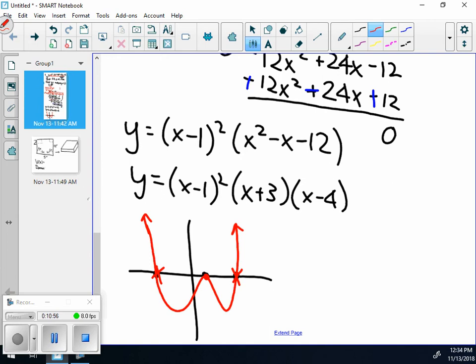We have end behavior. We have the x-intercepts. We need the y-intercept. So here we have -12 is our y-intercept there. Thank you very much. All right? And that is what this first problem gives us.